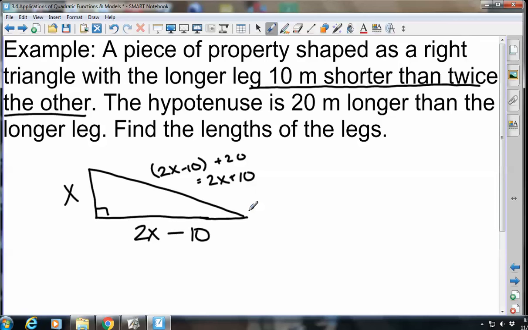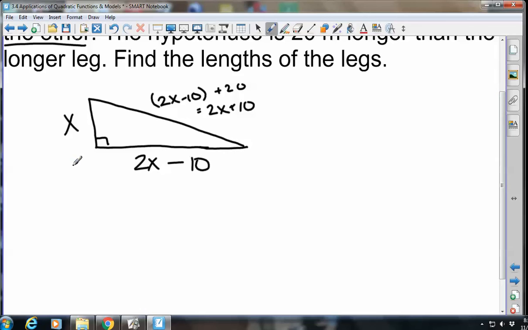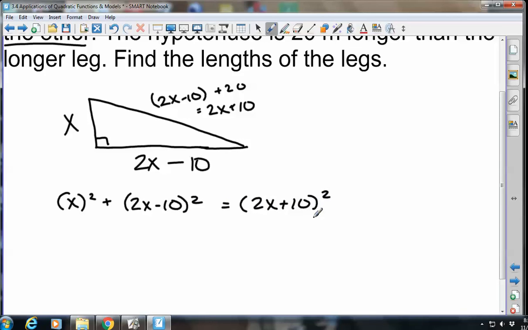Now I've got a right triangle. We can do Pythagorean theorem. So that says a squared plus b squared equals c squared. Now be very careful. When I square this, what do I have to do? I have to FOIL. There's more than one term, so you have to think about it. That really means there are two of these. You have to FOIL it out.